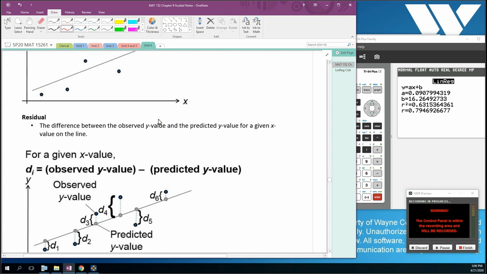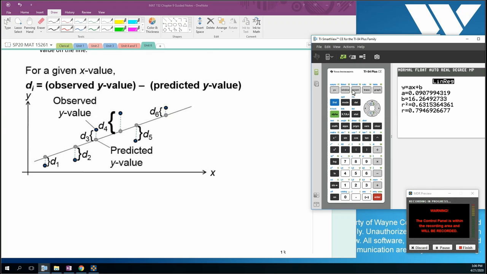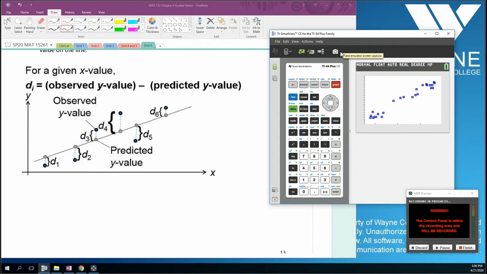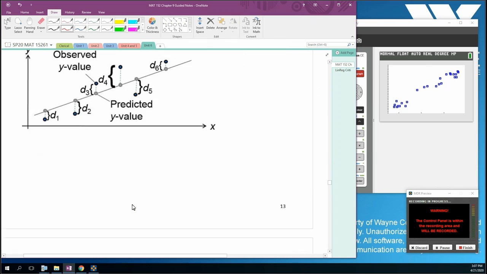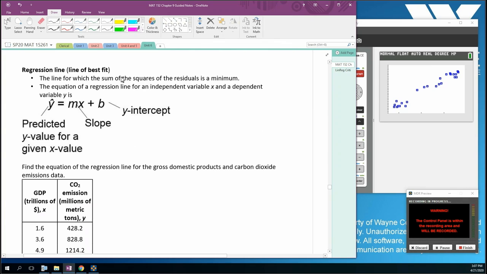The reason we do residuals here, if we look at the graph, is that the line of best fit will not go through, obviously, every point. So every point will have a residual. Some points might be smack dab on the line, but we'll get to that as it happens. Now, the regression line, or the line of best fit, is the line for which the sum of the squares of residuals is a minimum. Your calculator will actually figure this out for you, which is nice.